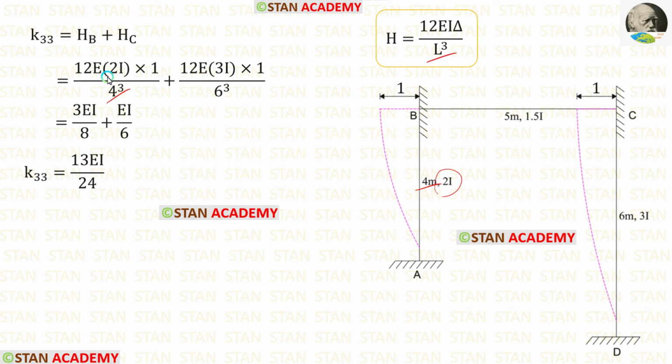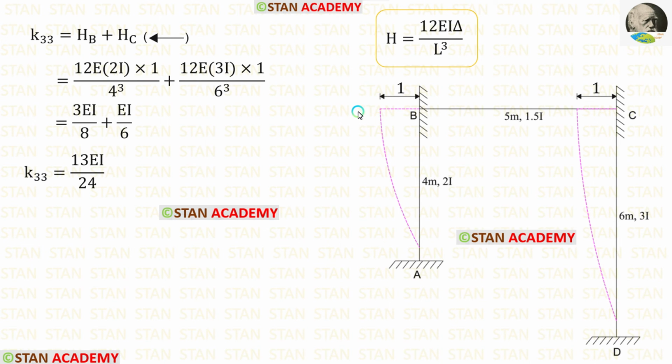So instead of I, we have to apply 2I. Length of the column CD is 6 meter. Let us apply that. The moment of inertia for the column CD is 3I. So instead of I, we have to apply 3I. Finally, for K33, we are getting this.